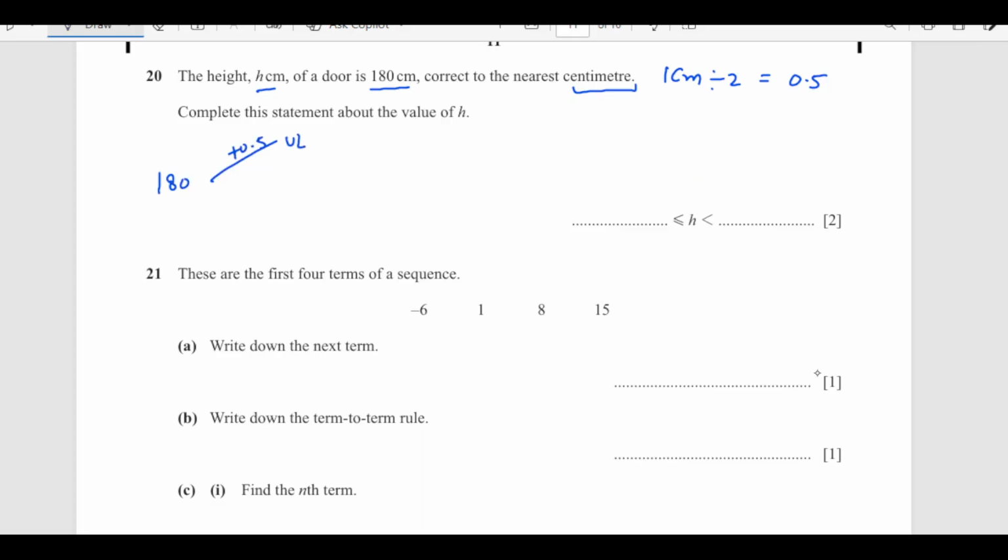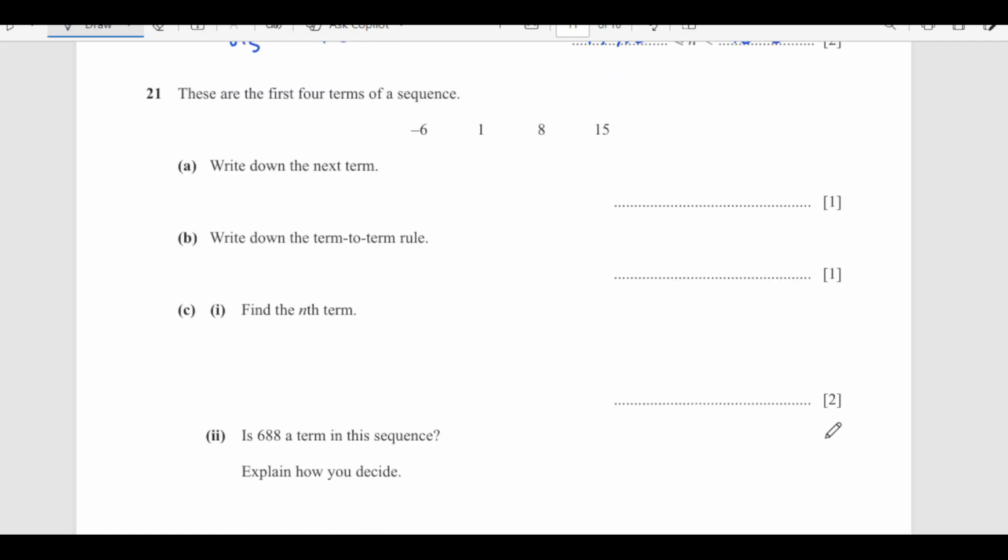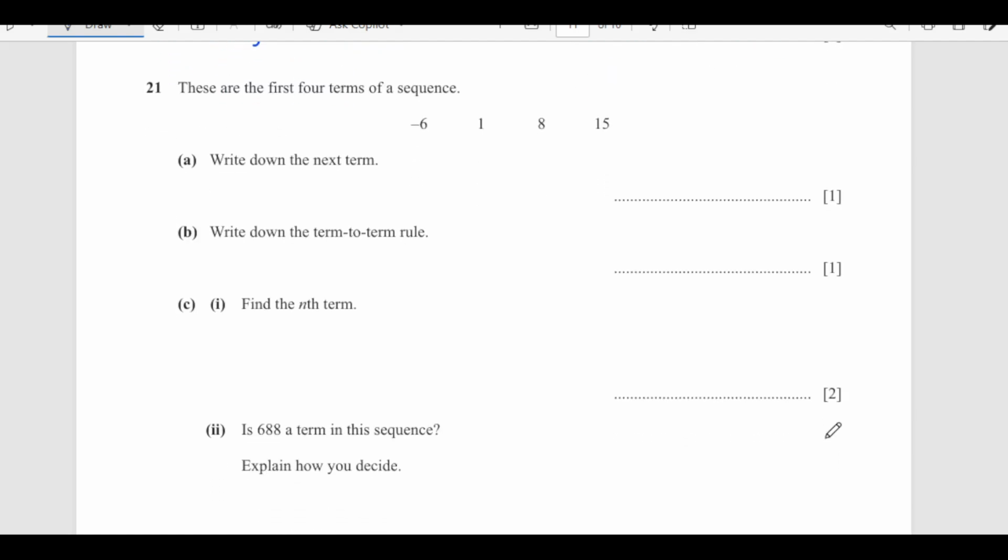This is going to be the upper bound or upper limit. This is 180.5, and down we are going to subtract, so this will be 179.5. So here we are going to put 179.5, and here we have 180.5, right?